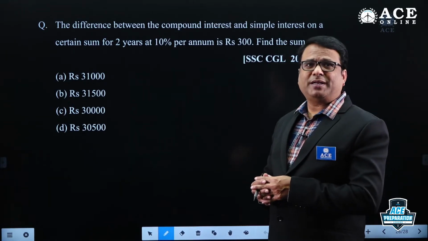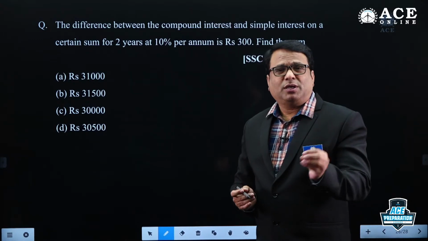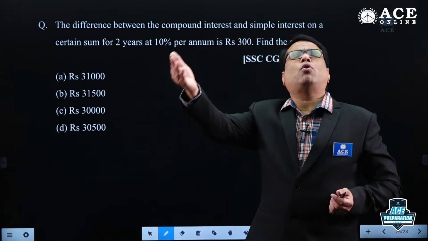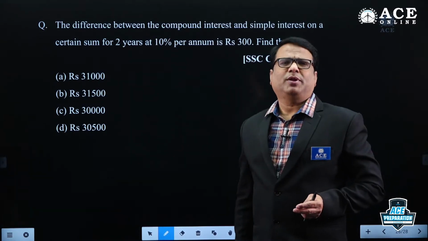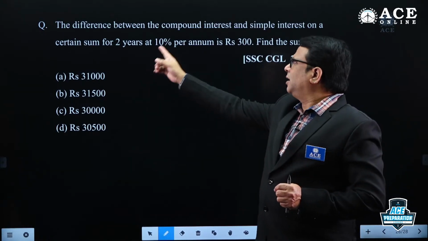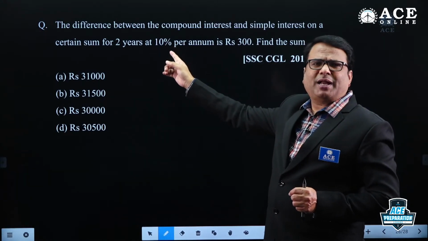That is the question. That means instead of simple interest, if you calculate compound interest, you will get 300 rupees more. That is what is mentioned in the problem. Okay, what is the principal? We don't know. Time is 2 years. Rate of interest is 10% per annum.